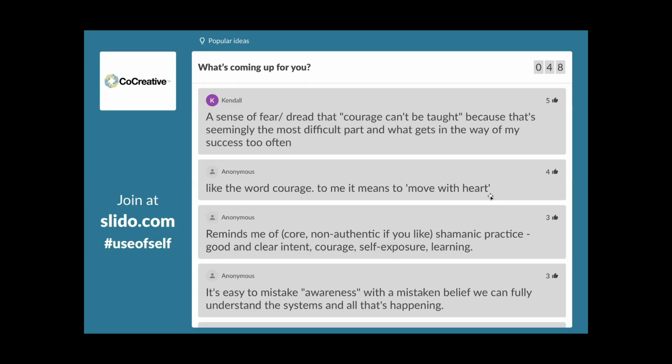I wanted to hear from either Kendall or someone who upvoted Kendall's item here in Slido about a sense of fear or dread that courage can't be taught, because that's seemingly the most difficult part and what gets in the way of my success too often. Is there somebody who'd be willing to share any reflections on that?